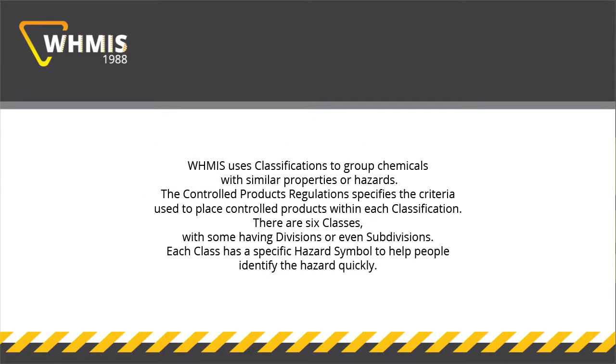WHMIS uses classifications to group chemicals with similar properties or hazards. The Controlled Products Regulations specifies the criteria used to place controlled products within each classification. There are six classes, with some having divisions or even subdivisions. Each class has a specific hazard symbol to help people identify the hazard quickly.